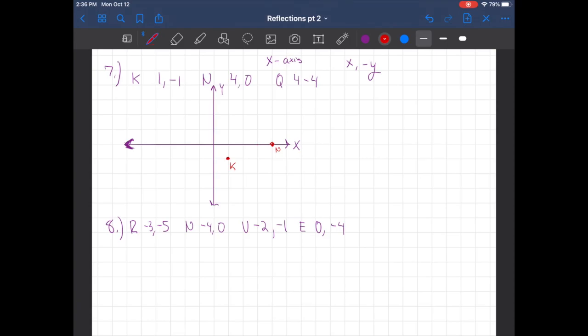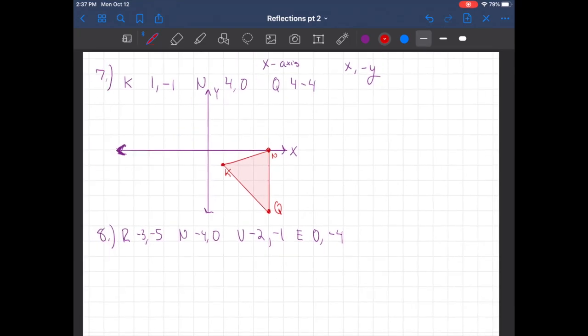I have point Q, which is 4, negative 4. So 1, 2, 3, 4. 1, 2, 3. Here's my letter Q. All right, so my formula was x and negative y. Let's draw this shape out. Here we go. So we have to flip this across the x-axis. So what is that going to look like?